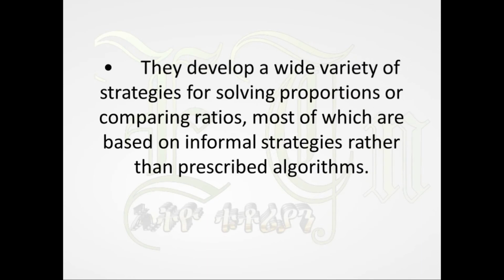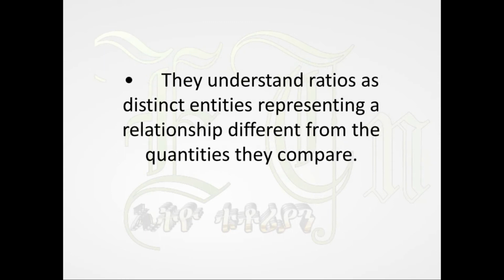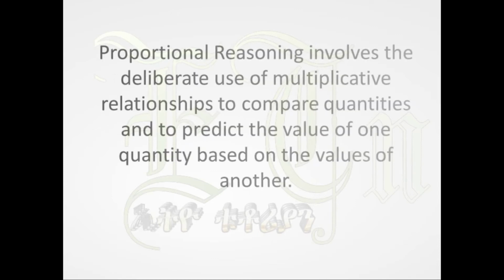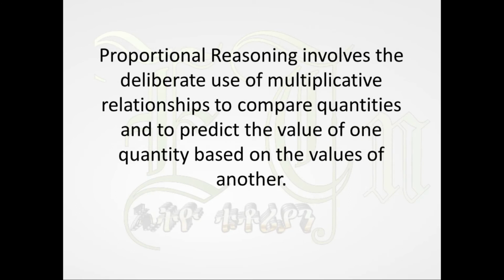They develop a wide variety of strategies for solving proportions or comparing ratios, most of which are based on informal strategies rather than prescribed algorithms. They understand ratios as distinct entities representing a relationship different from the quantities they compare. Proportional reasoning involves the deliberate use of multiplicative relationships to compare quantities, and to predict the value of one quantity based on the values of another.